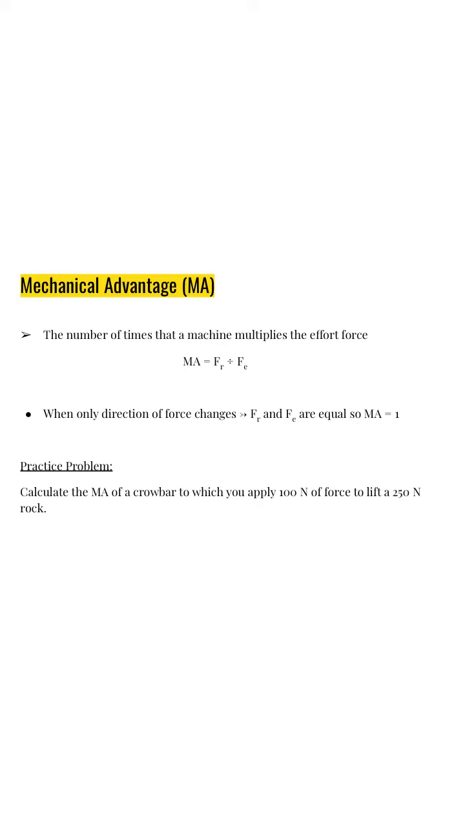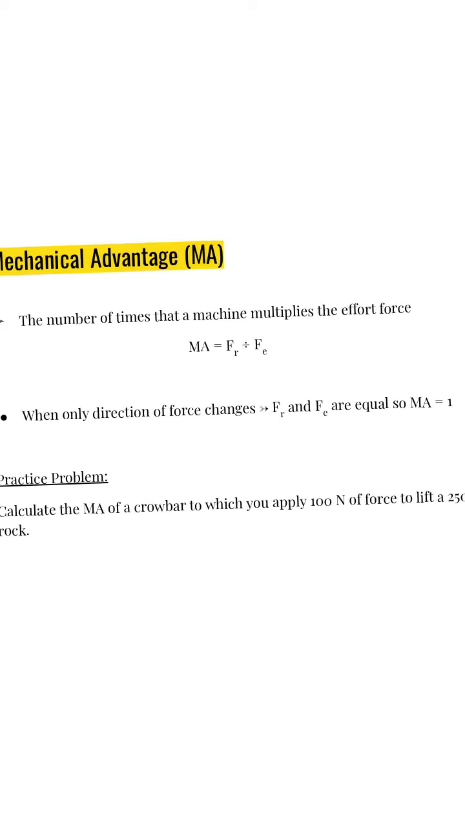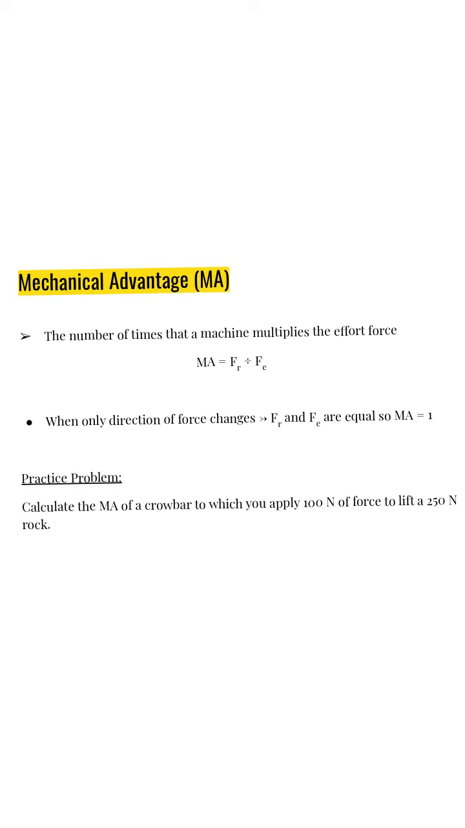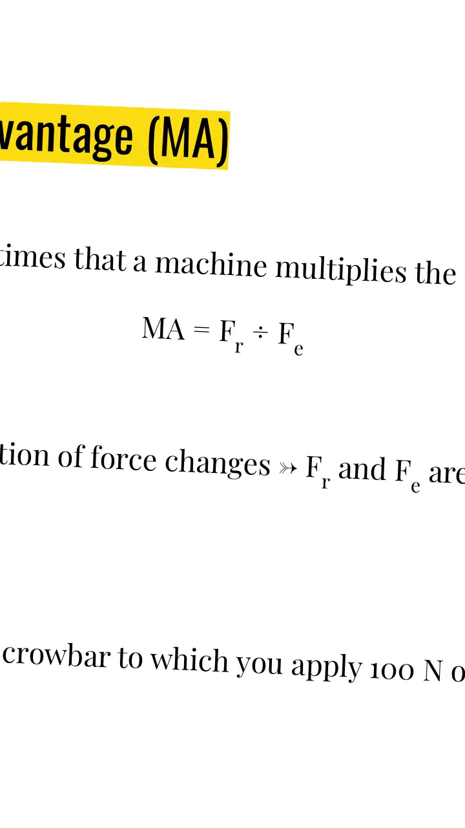All right. So we have this thing called mechanical advantage. The symbol of it is just capital M, capital A. This is how much the machine multiplies the effort force. And so ideally, we want the mechanical advantage to be large, because that means that the machine is multiplying the effort force by quite a bit. To find the mechanical advantage, you would do the resistance force divided by the effort force.